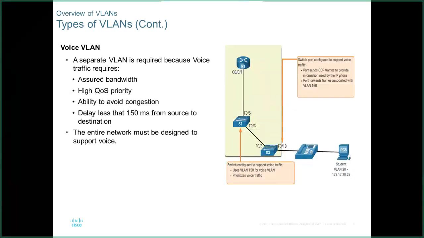So a voice VLAN has assured bandwidth, high priority and quality of service mechanisms. It avoids congestion because it has priority traffic. It has to have a delay less than 150 milliseconds. And we need the entire fabric of the network to support voice and to give it priority traffic.